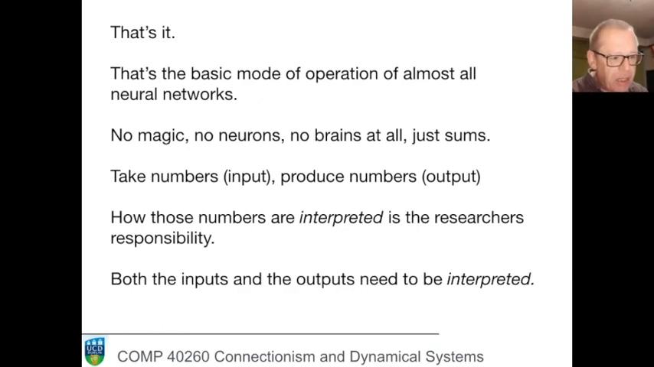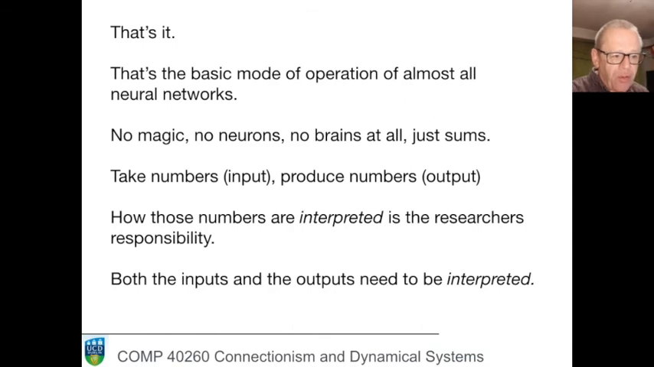There are details that get changed here or there, but there's no magic, there's no neurons, there's no brains, there's just these little sums being done. And the whole business starts with numbers, which we provide, and it generates numbers which we interpret. The interpretation of these numbers is the researcher's responsibility. The network does nothing but sums. It is the equivalent of a calculator or a slide rule. The interpretation of the inputs and the outputs belongs with the researchers.